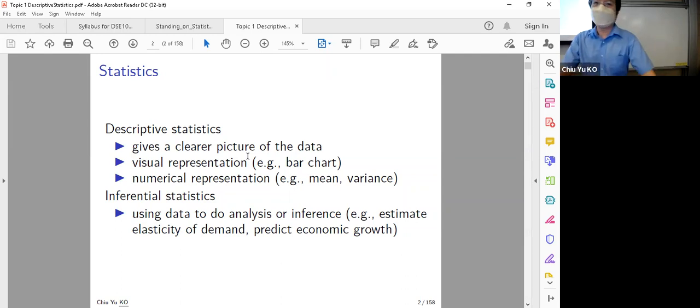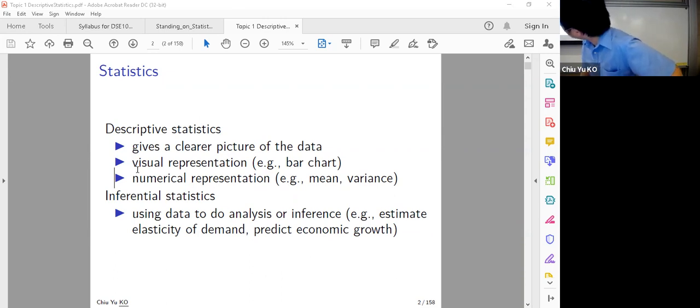So this class should not be difficult for you, but there will be some technical differences between what you learned in high school and what is covered here. After that, we'll learn probability. I'm not going to repeat what we cover. In the second part, we'll use data to do inference or analysis. This is the most important part, as you would imagine, but we have to learn the first part before we know how to proceed to the second, okay?